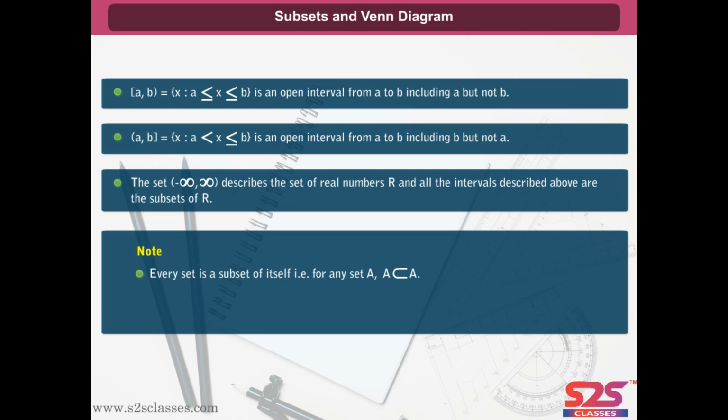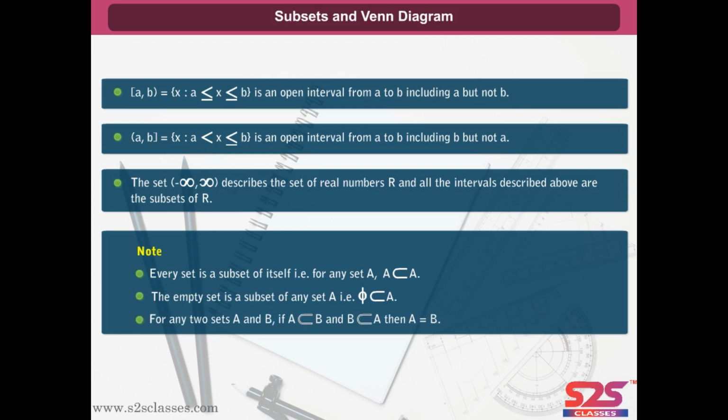Note, every set is a subset of itself. That is, for any set A, A is a subset of A. The empty set is a subset of any set A. That is, phi is a subset of A. For any two sets A and B, if A is a subset of B and B is a subset of A, then A is equal to B.